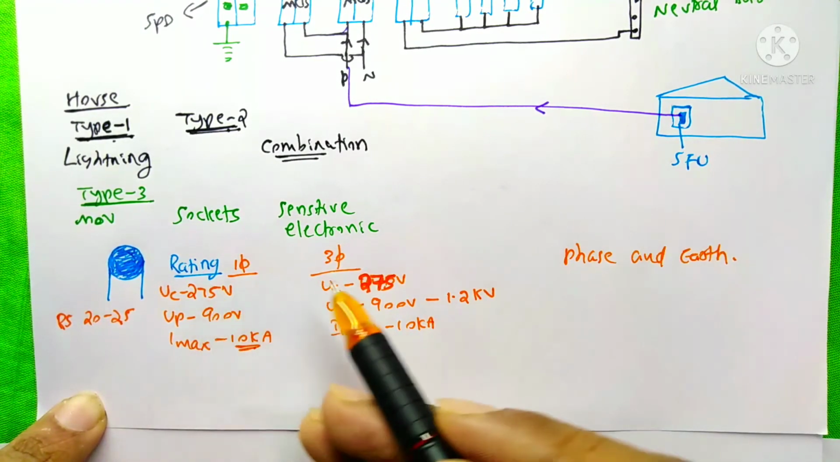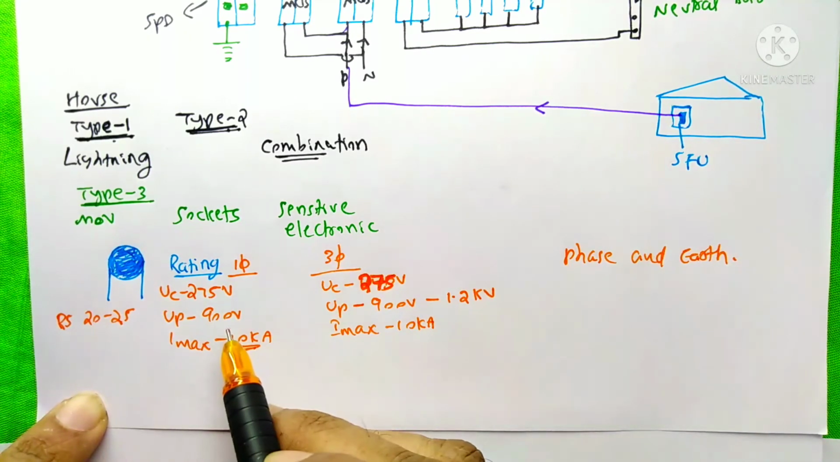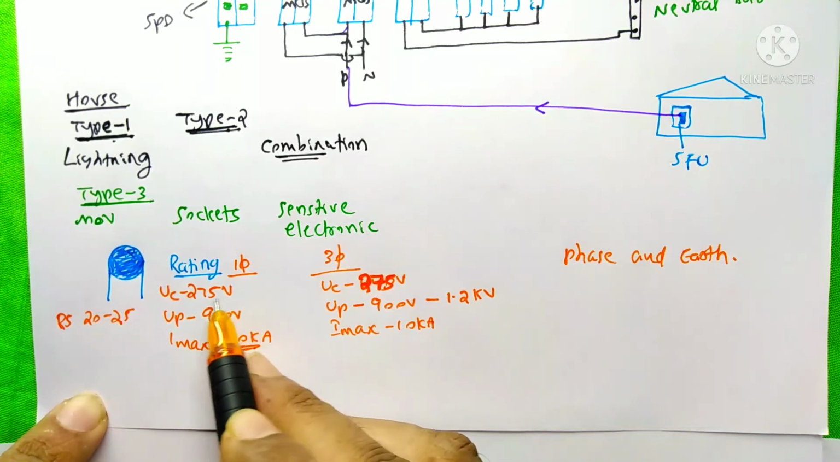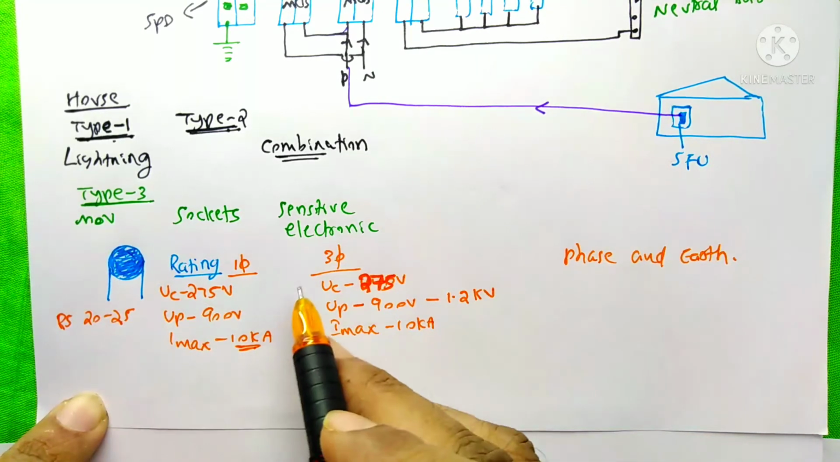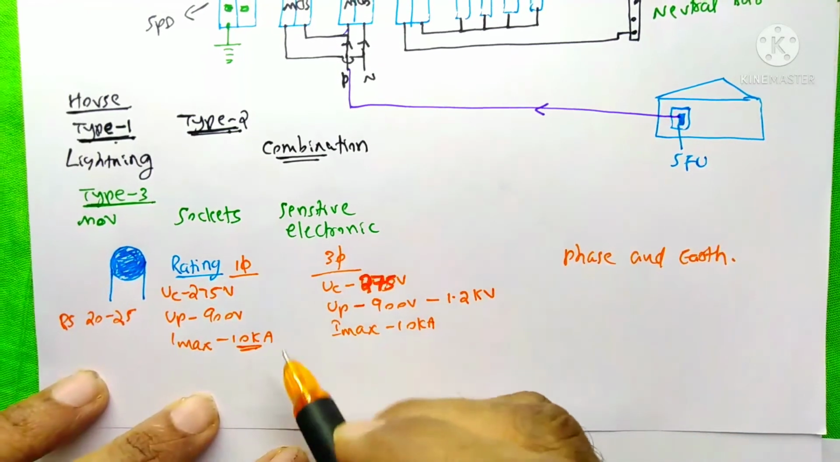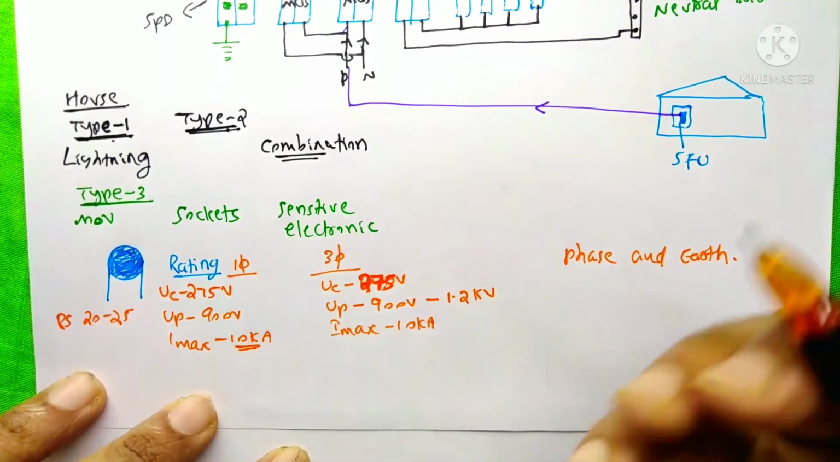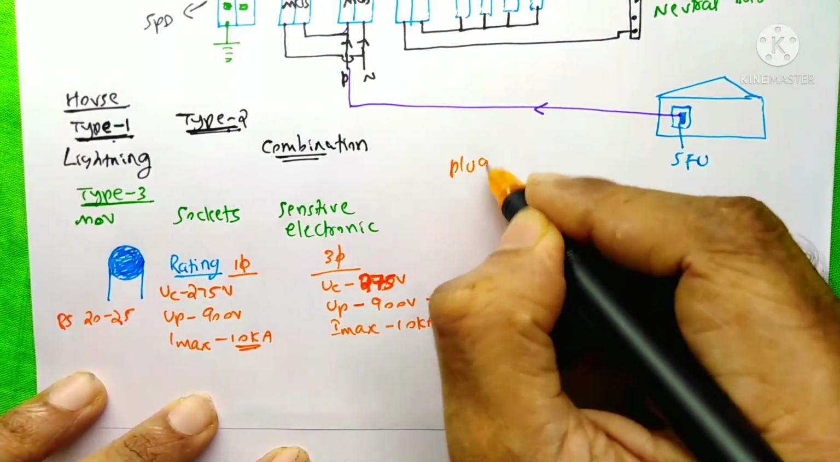For both single phase and three phase, the phase to neutral voltage will be around 220 volt. That means a UC of 275 volt is enough for both single phase and three phase circuits. If you are not familiar with electrical work, then you need to buy this MOV in a different form. That means a plug-in type is available in the market.